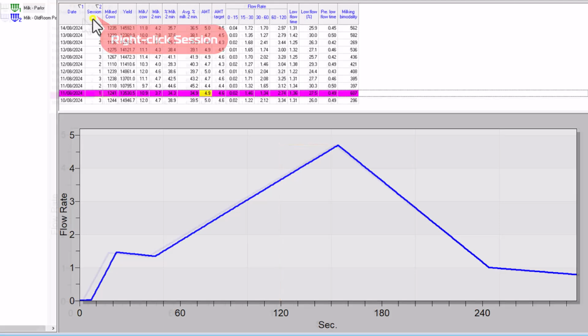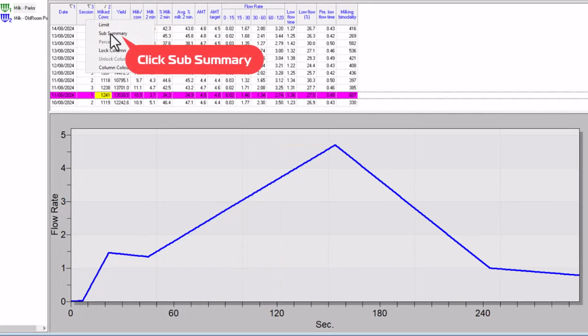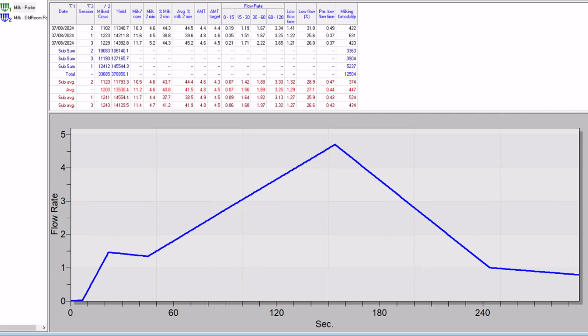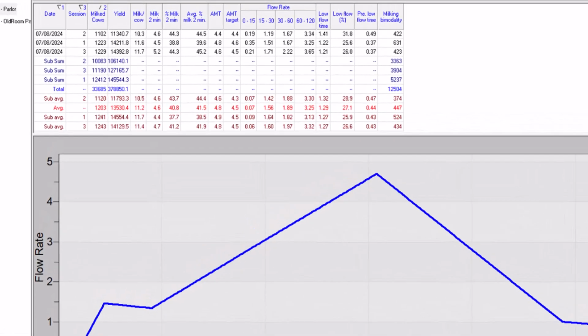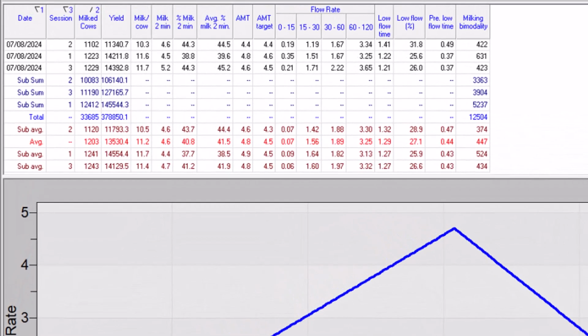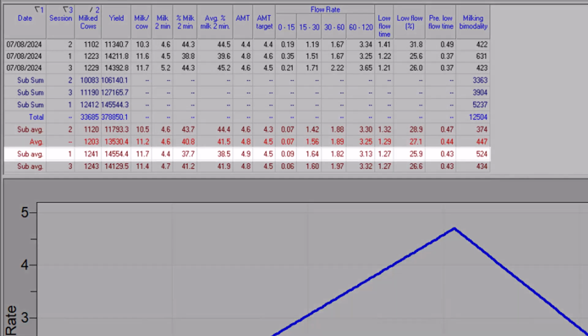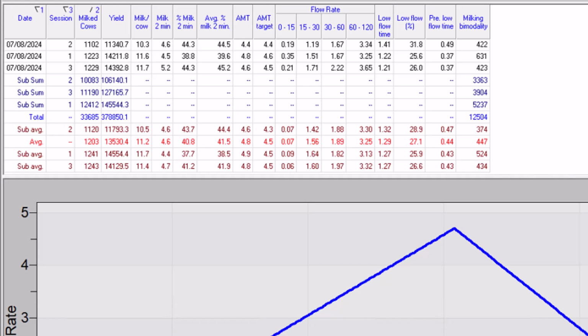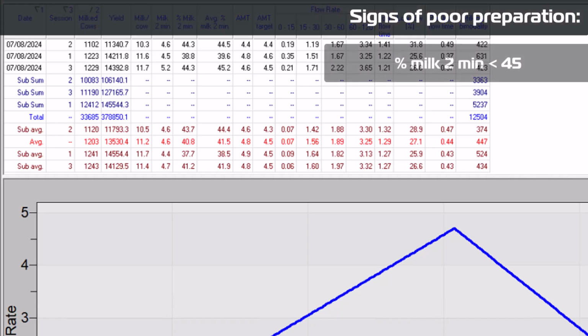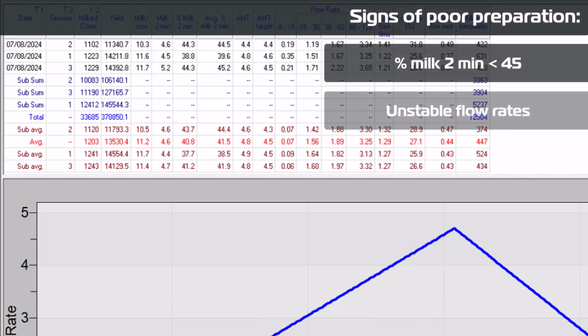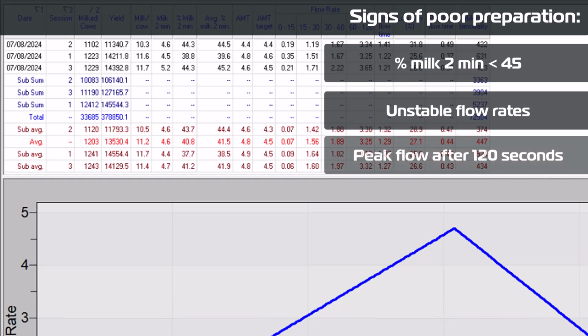Right-click on Session Header and select Sub-Summary. Scroll to the bottom of the report to view the averages for the selected period. We can see that Session 1 data underperforms across all performance parameters, while Sessions 2 and 3 achieve much better results. We recommend reviewing the cow preparation protocols with Session 1 staff.